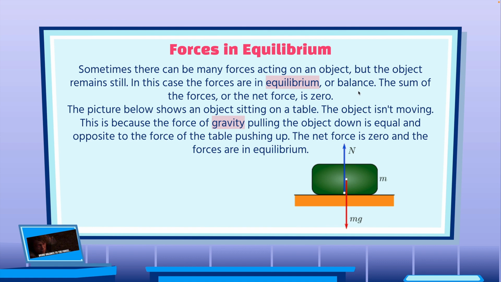The picture below shows an object sitting on a table. The object isn't moving. This is because the force of gravity pulling the object down is equal and opposite to the force of the table pushing up. The net force is 0, and the forces are in equilibrium.